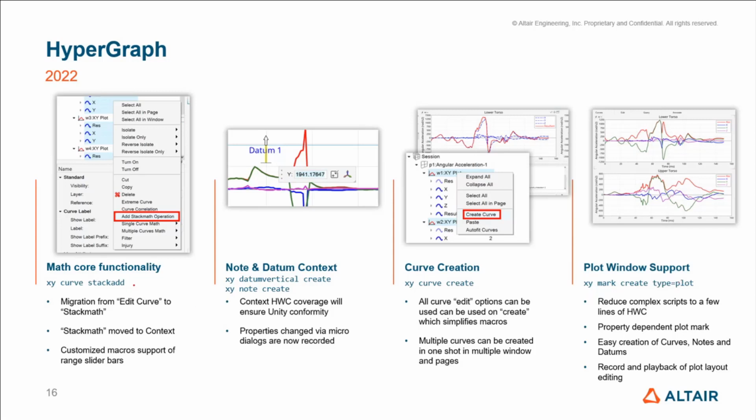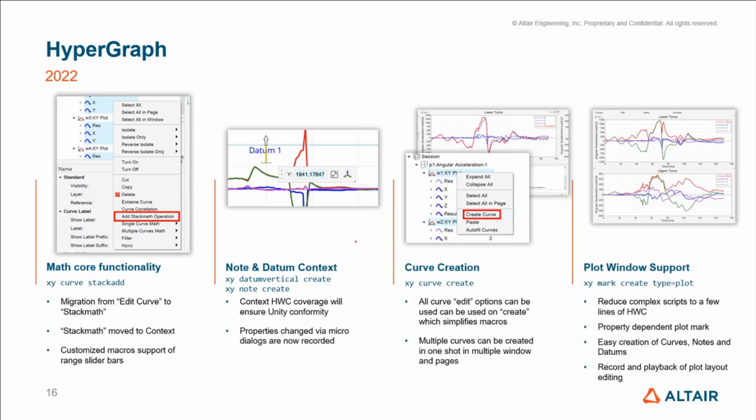Starting with math core functionalities. I did mention on the earlier slide that the edit curve and the stack math options were merged into a single item in the context menu. So yeah, the workflows are more streamlined from the user perspective, and this has been reflected in the recoding as well. Okay. Command remember, XY curve, stack add. This is how we will call and recode those functionalities.